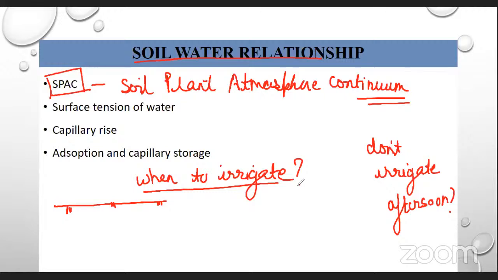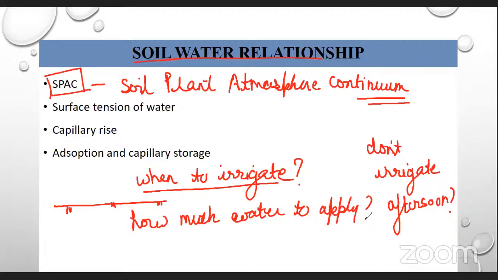Then the second question: okay, if we get the answer that at this time we have to irrigate the crop, but how much do we have to irrigate? The second question, how much water to apply? And of course if we get this also, we know this much water we have to give to this plant. And then the third question arises. We know the time, and now we know the quantity also.